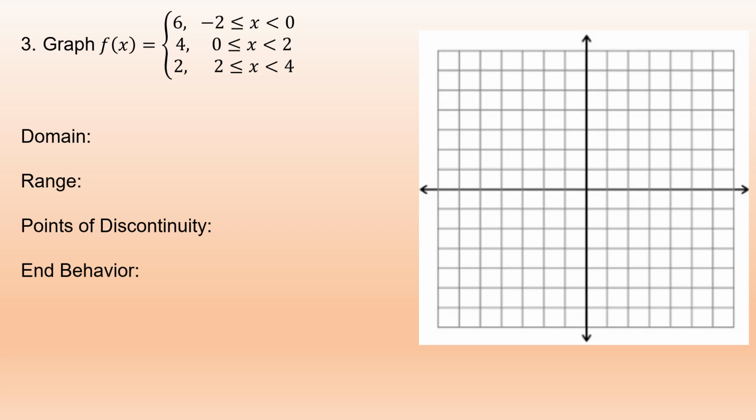Okay, good deal. We got a couple more of these? We sure do. Here we go. Number 3, graph f of x equals 6 between -2 and 0, 4 between 0 and 2, and 2 between 2 and 4. So the first one, y equals 6. I have a closed circle at the -2, open at the 0. So at -2, I'm going to go up 6, closed circle. I'm going to sketch it to x equaling 0, put an open circle.